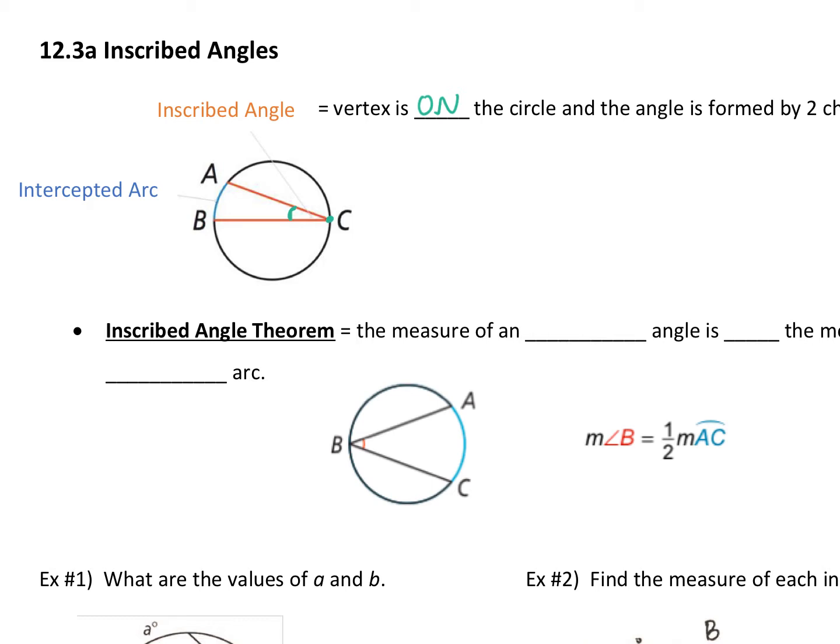An inscribed angle has an intercepted arc. So an arc that is associated with that angle. So in this case, our intercepted arc, okay, is that arc AB. So there is a relationship between that angle and that arc.